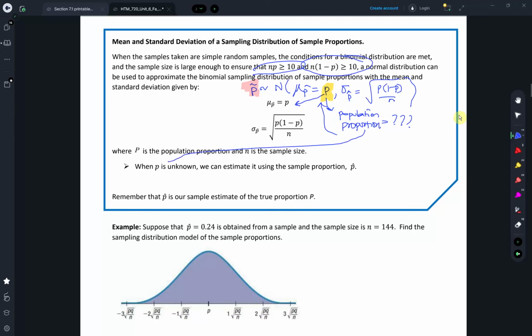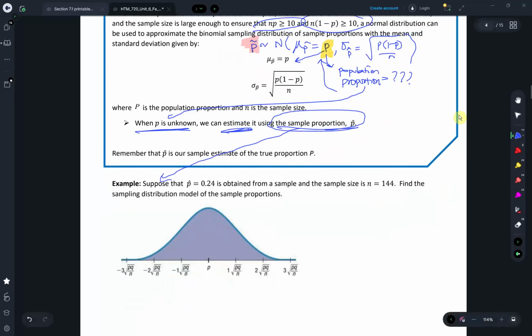You see, when your P, the population proportion, is unknown, which usually is the case, we can estimate it using the next best thing, which is the sample proportion, the fraction or percentage you got from the sample data you might have collected. So let's take an example here. Suppose you have taken a sample, and out of that sample, 24% of them have the attribute of interest. Now, that sample size was 144. Our goal is to find the sampling distribution model of the sample proportions.